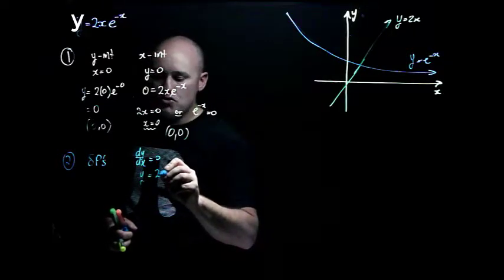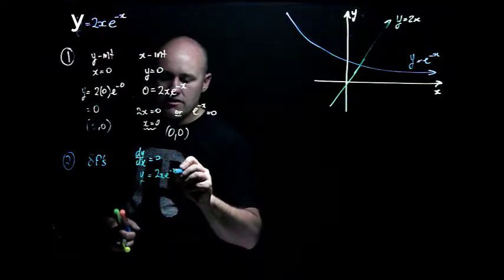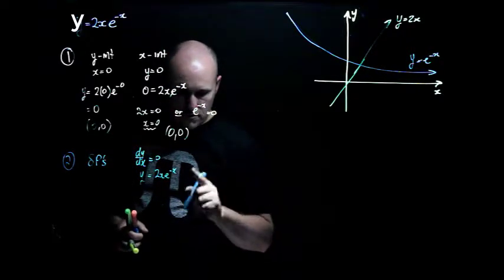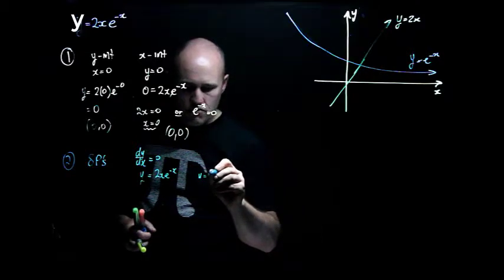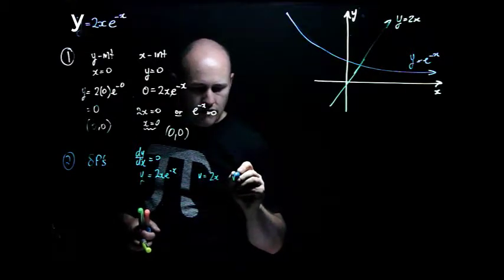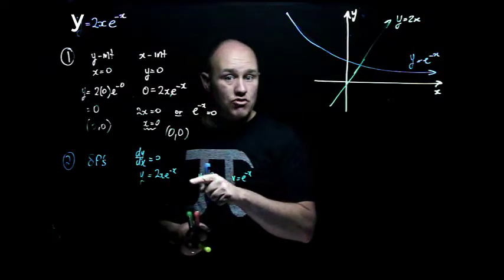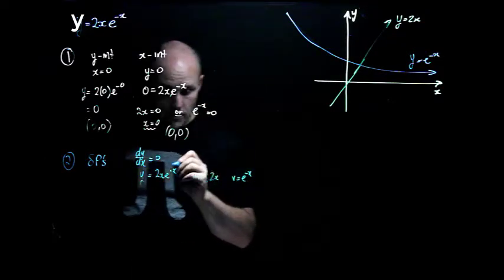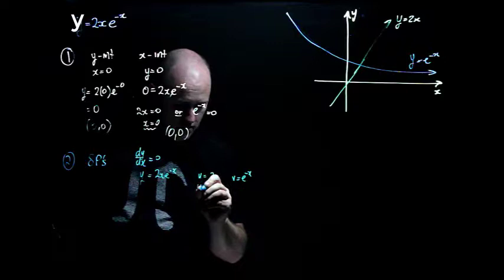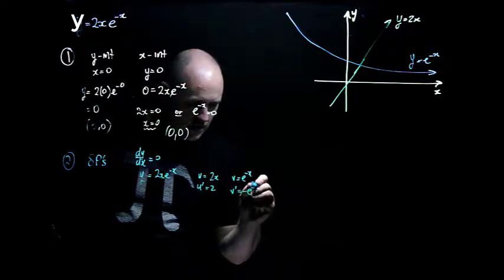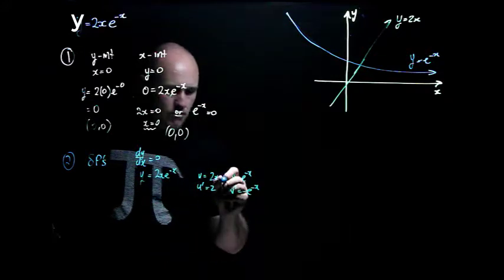y equals 2x e to the negative x. To differentiate this function I'm going to let u equal 2x and v equal e to the negative x, because this is a product rule question. So make sure that you can identify that. So u equals 2x, which means that u dash is equal to 2, v dash is equal to negative e to the negative x, and then product rule means I get this little cross in the middle.